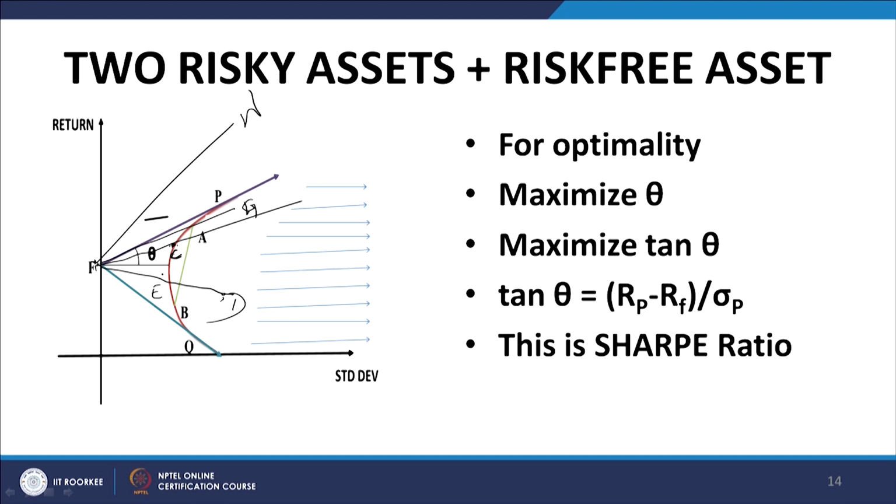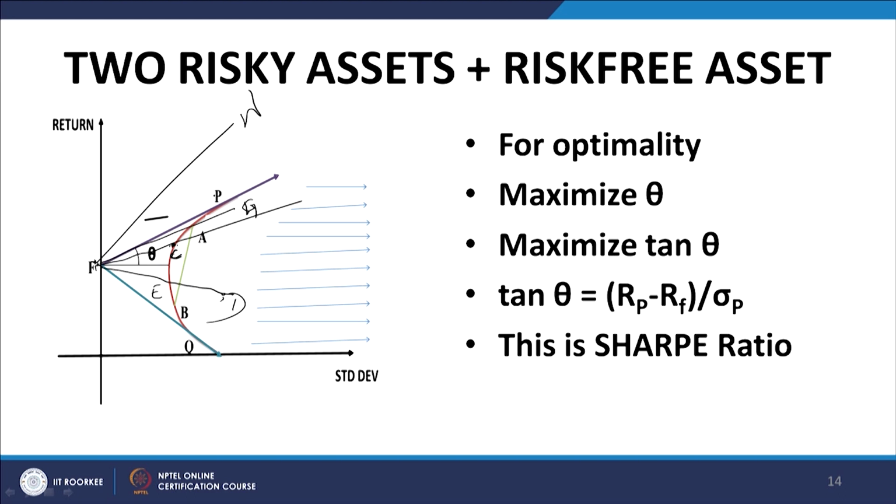So, my condition for optimality is: maximize angle theta, subject to the condition that I have at least one point in common with the feasible set of portfolios, and in fact, it will turn out to be just the one point in common, and that point will be the tangent point. So, maximize theta such that FP turns out to be tangent, and in fact, the maximization itself will ensure that this FP is tangent to this particular hyperbolic curve.